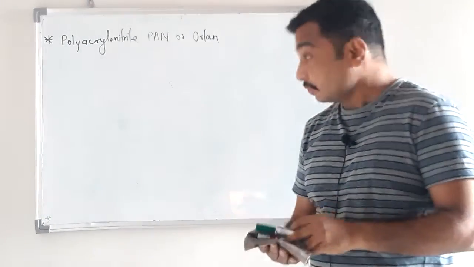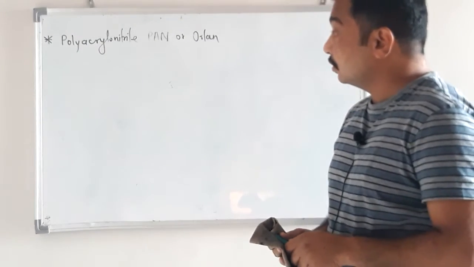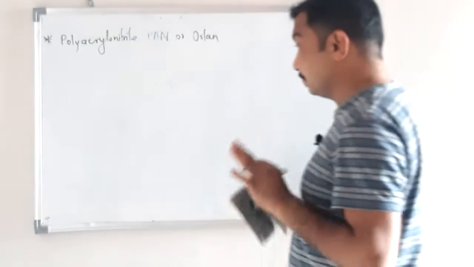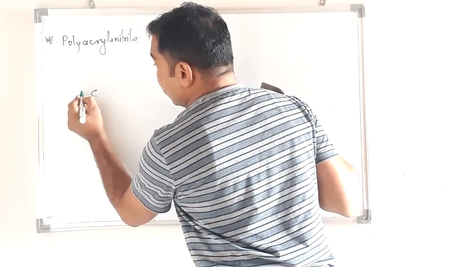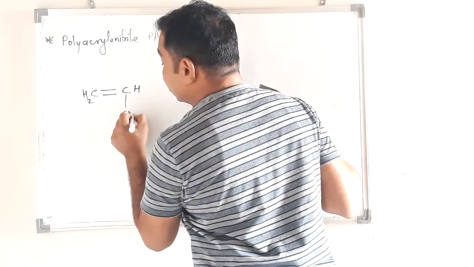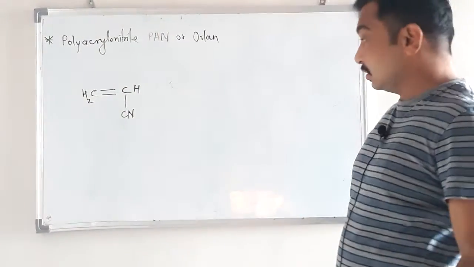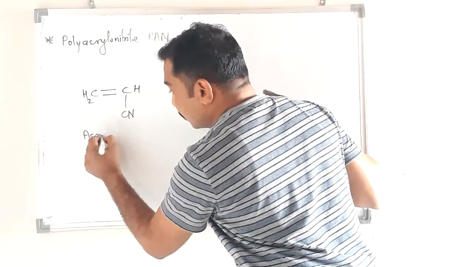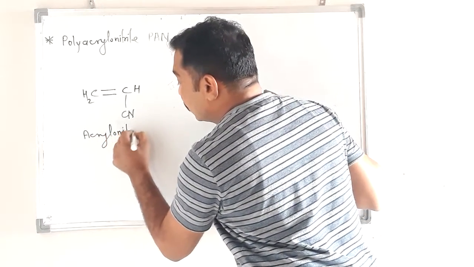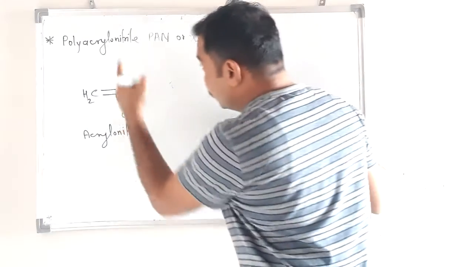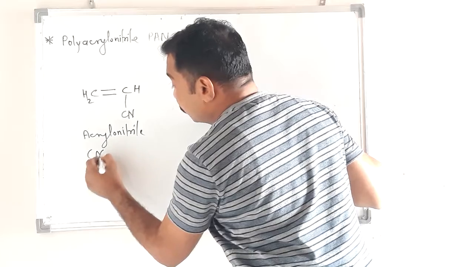Okay. Now, for the preparation of this polymer, the monomer used is acrylonitrile, CH2 double bond CH CN. CN means cyanide. This is acrylonitrile. This monomer is used in the preparation of the polymer.